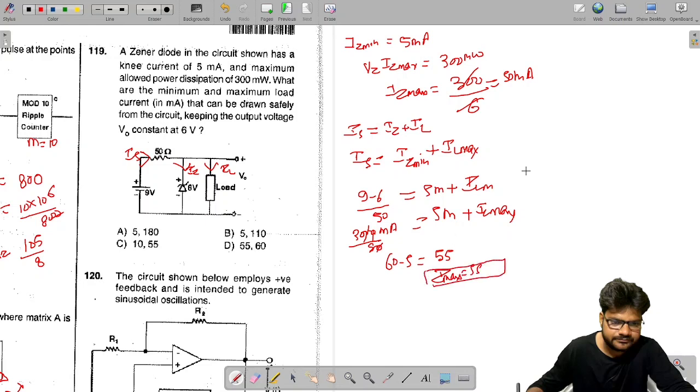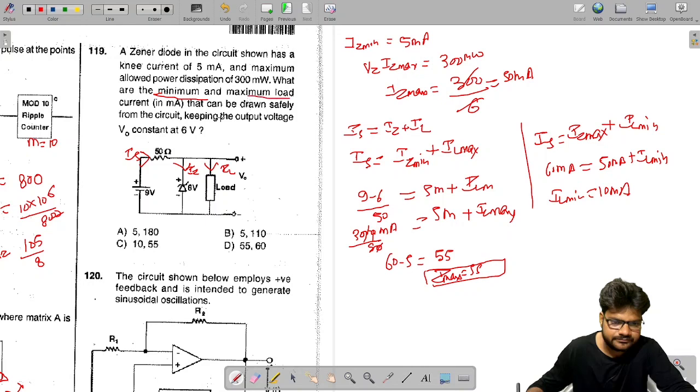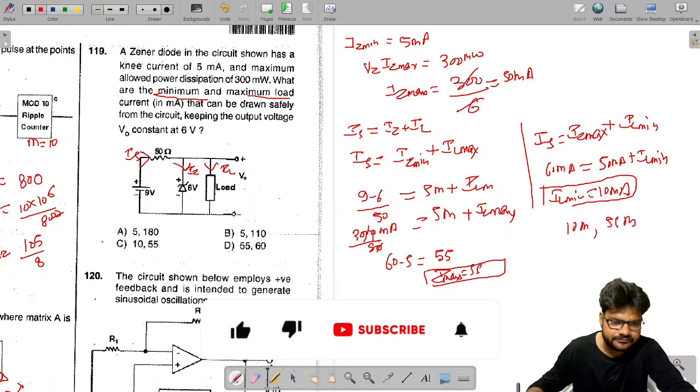Similarly you can find the minimum also. For minimum you will write Is equals Iz maximum plus IL minimum. Is is 60 milliampere, which we found just now, and Iz maximum we had as 50 milliampere. So from this you can find IL minimum is 10 milliampere. We are asked the minimum and maximum load current, and IL minimum is 10. So the correct option is 10 milli, 55 milli. So the correct option is C.